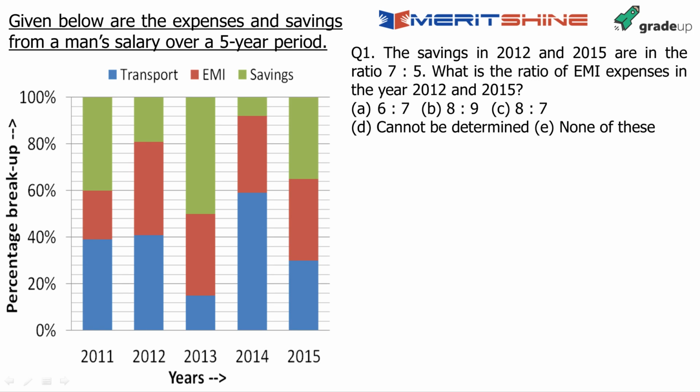Just compare this bar with this bar. Fine. So this is 2012 savings versus 2015 savings. Listen to it very carefully. This is the core of all DI. I score well in DI using these techniques only. I do not write all that which I just wrote for you. That's not to be done.